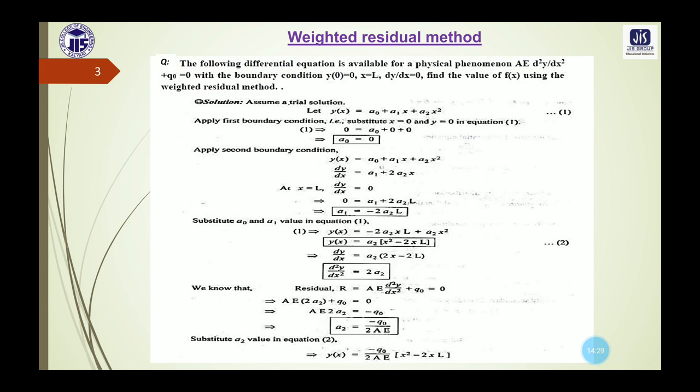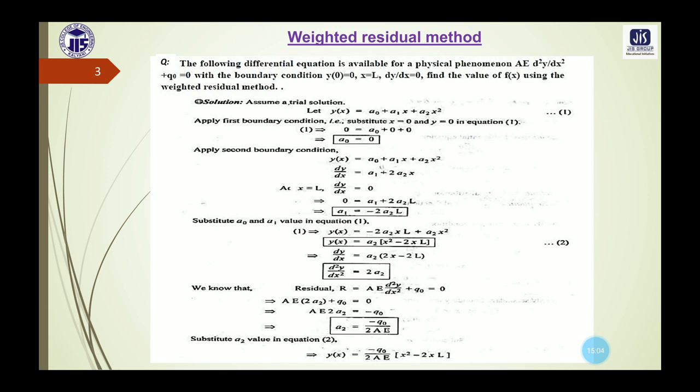Now if we do the first order differentiation, that is dy/dx. As a0 is a constant, its differentiation is 0. Then in case of a1x, the first order differentiation is only a1. And in case of a2x square, a2 is constant, and d/dx of x square is 2x. So dy/dx equals a1 plus 2a2x.